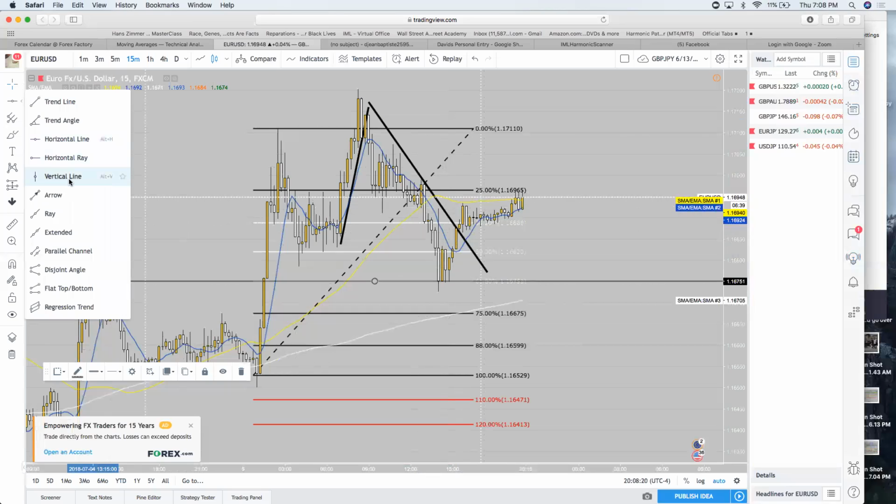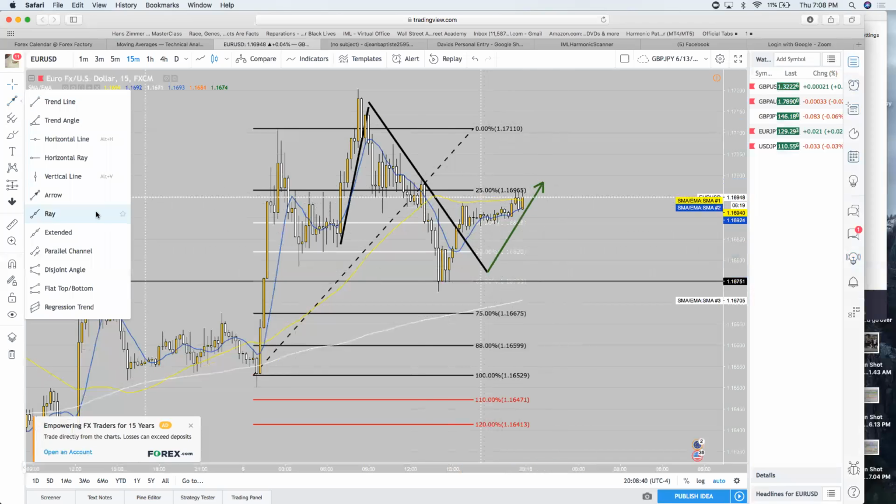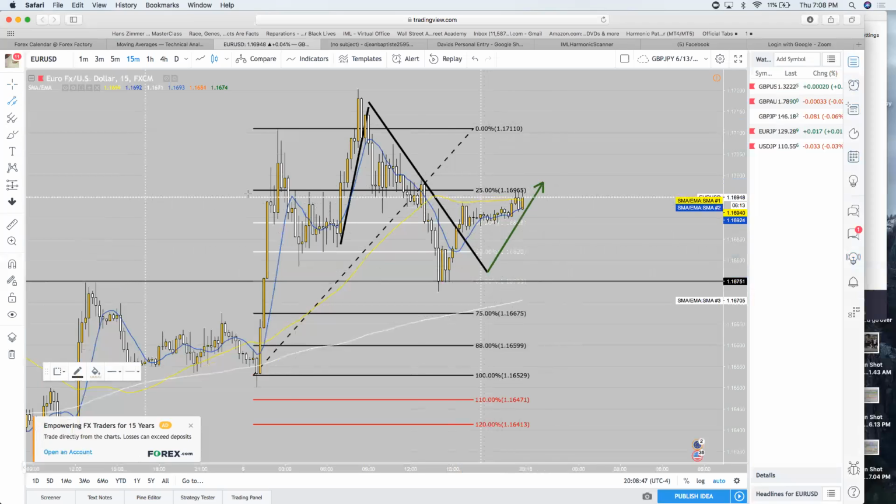But if you want to use it for your own personal strategy, by all means you can. The arrow is just simply a trend line with an arrow at the tip of the trend line. So if you believe the market is going up, you can draw an arrow like this, and this is how it's going to look on your screen. All right. So now the ray, I don't use the ray, but if you can use it, by all means you can. Parallel channel is just simply two trend lines together.